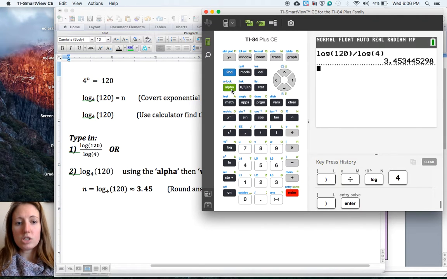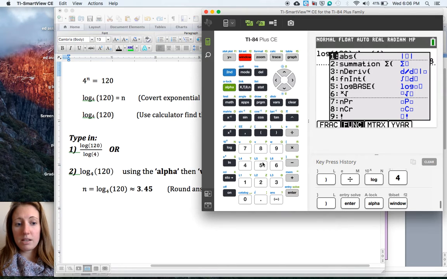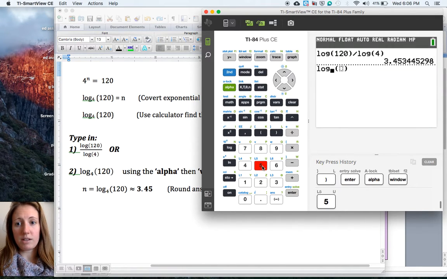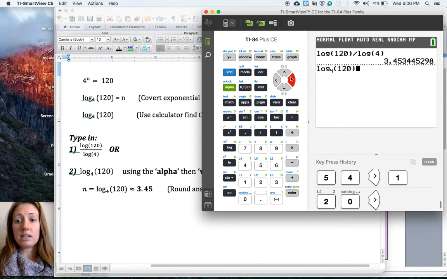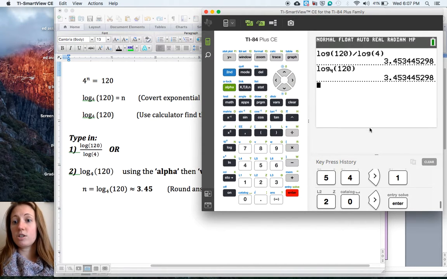So the other option would be to push alpha window, look for that log base down at number 5, so you push number 5, and then this feature pops up. You can fill right in the base value of 4 and the argument of an input of 120. So you don't even need to make two log expressions like we did in the first option. You just plug both numbers into the same log expression. Push enter, you end up getting the same answer, 3.45.